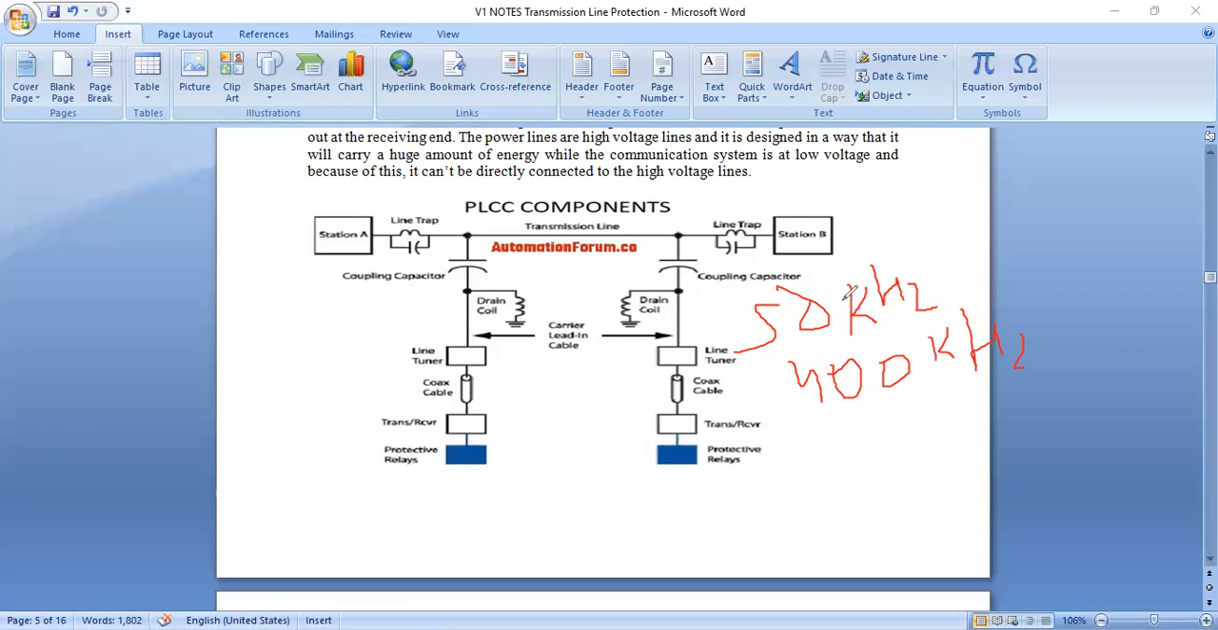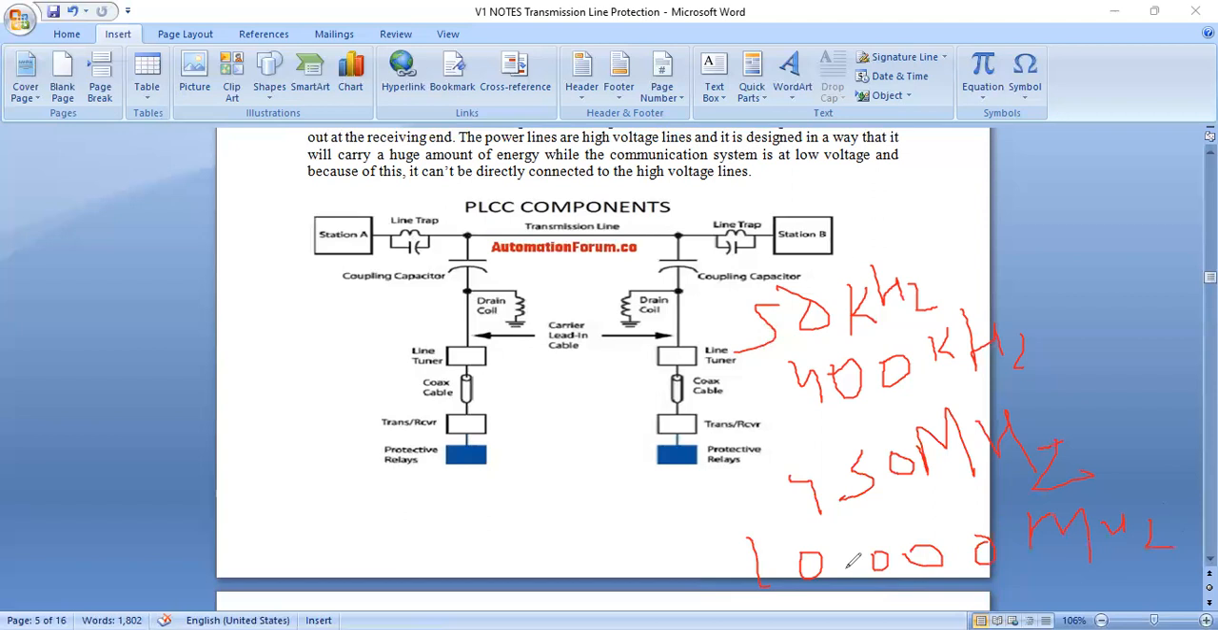Then the second is the microwave channel. The microwave channel has a frequency range of 450 megahertz to 10,000 megahertz. These signals are transmitted and received through a suitable transmitter receiver arrangement. So these two channels are used for the communication.